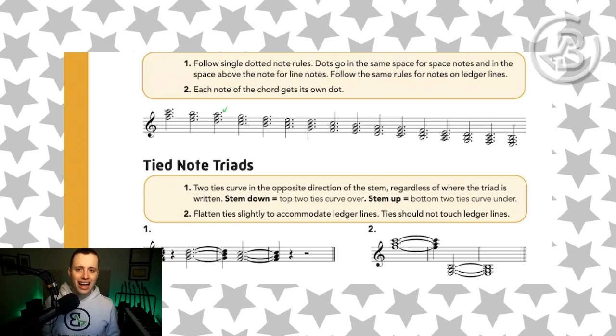So let's talk about how to write ties between triads. Two ties out of the three are always going to curve in the opposite direction of the stem. I'll say that again. Two of the ties for the triad will always curve in the opposite direction of the stem. So stem up, the ties curve down. Stem down, the ties curve up. So the way this works is for stem down notes, the top two ties will curve over, and for stem up notes, the bottom two ties curve under.